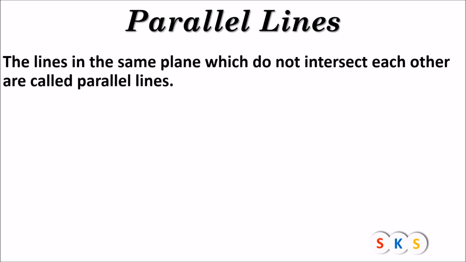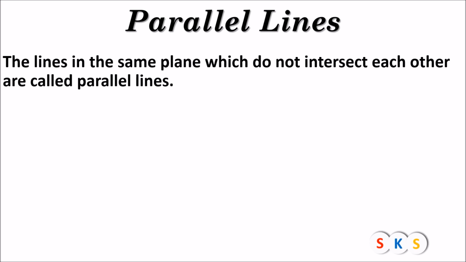Let's start. What are parallel lines? The lines in the same plane which do not intersect each other are called parallel lines. Okay? If the lines do not meet each other, then those lines are called parallel lines.